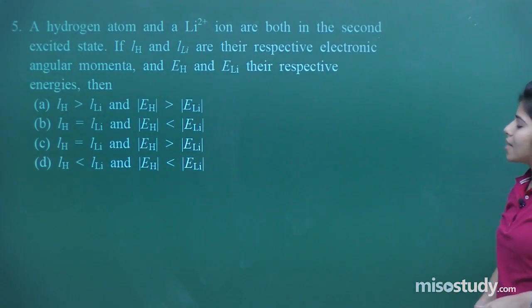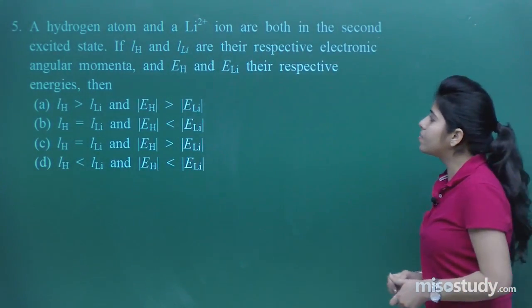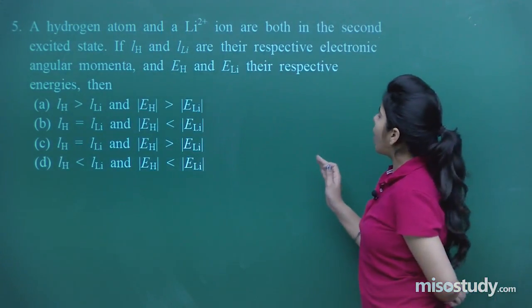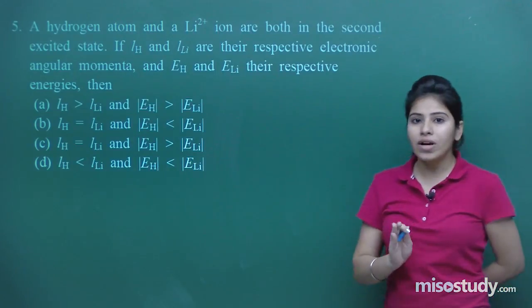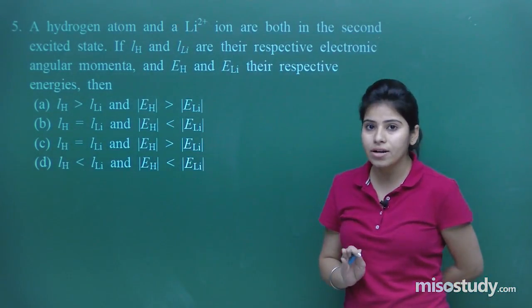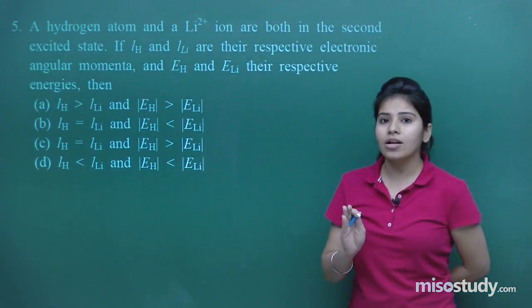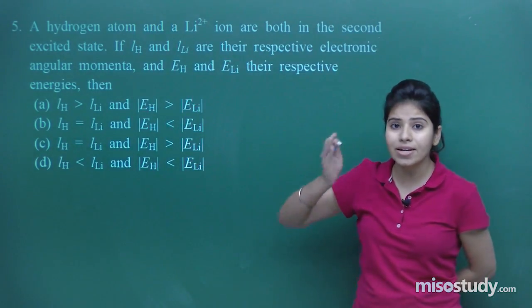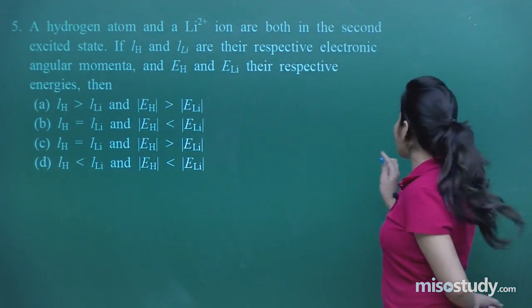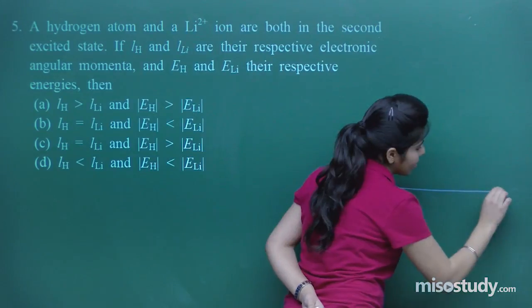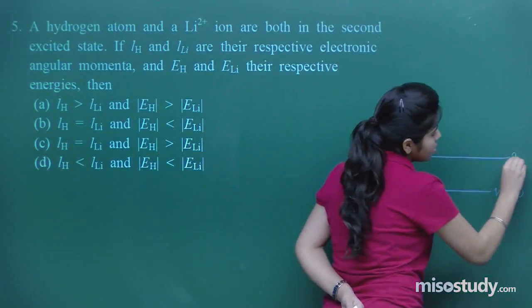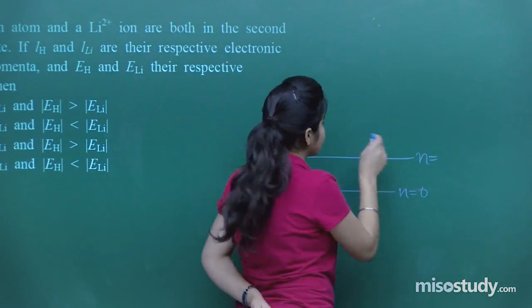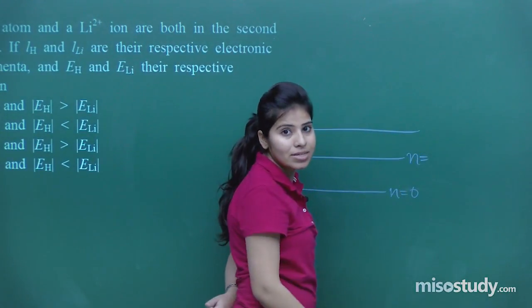So the next question says that a hydrogen atom and a lithium ion are both in the second excited state. So my dear friends, what you need to understand over here is that if they are talking about the second excited state, that means, let me say this is my ground state. This is first excited state. This will be second excited state.